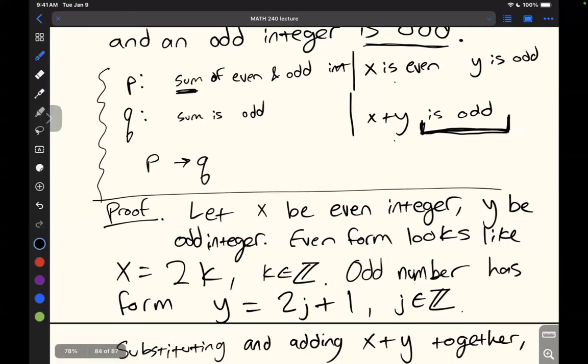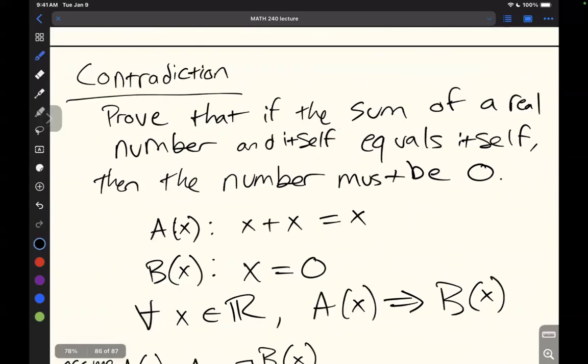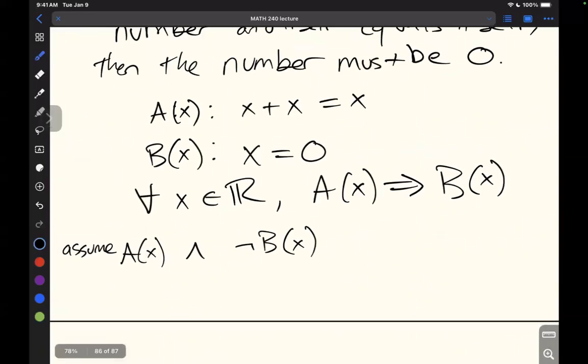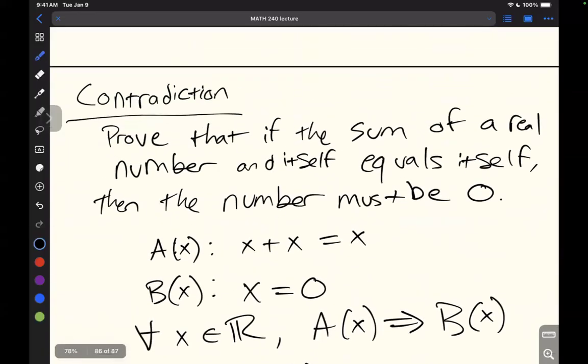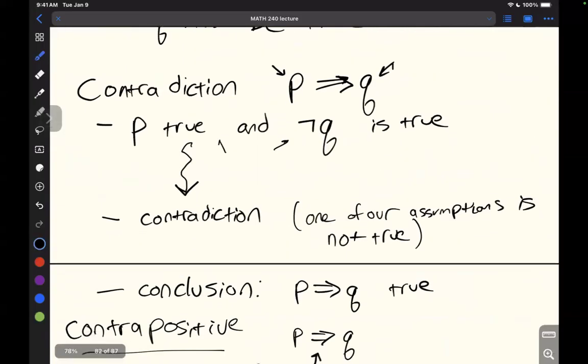Yeah. All right, so that's the direct proof. And then we have the contradiction style proof, where I don't think we actually got to the end of it. Let's hold on. Let me go back up here.